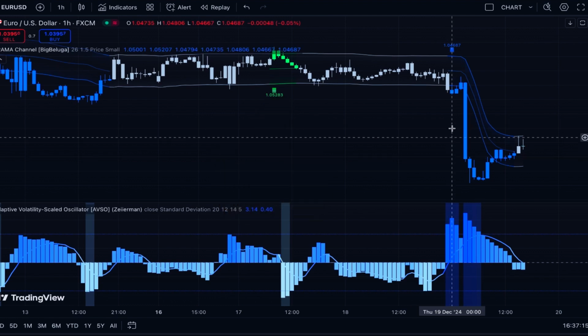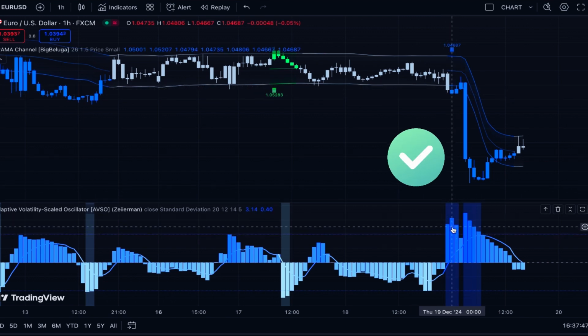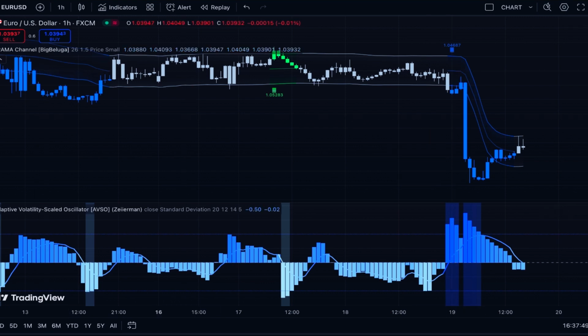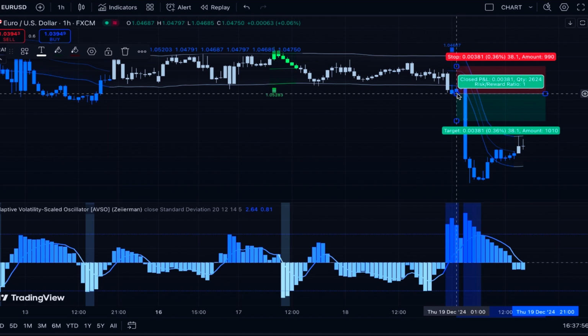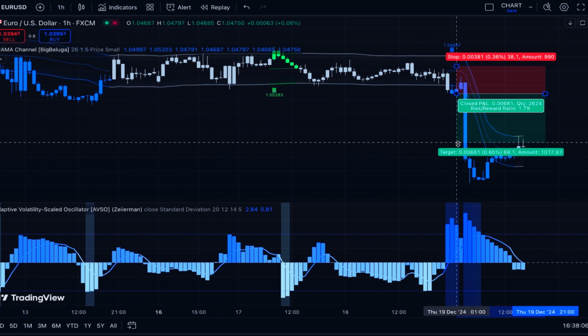At this point, you can see that this indicator became blue, and at the same time, this bar of the histogram is closed above 2. So the sell signal is confirmed, and we can enter a short position at this point when this new candle is opened. The stop loss for this trade is placed above the middle line of this indicator, and the profit target at 1.5 risk to reward ratio.